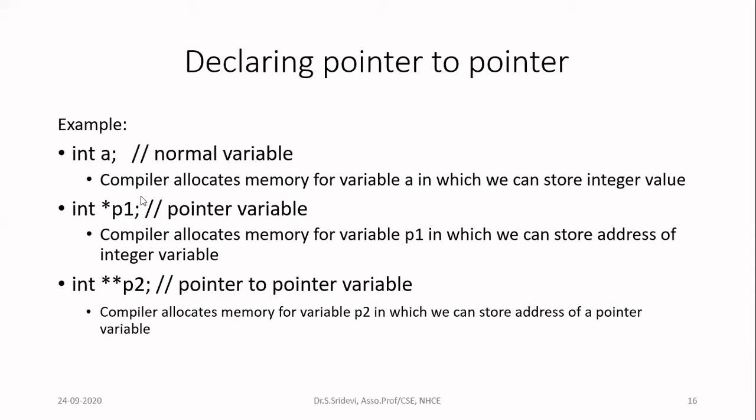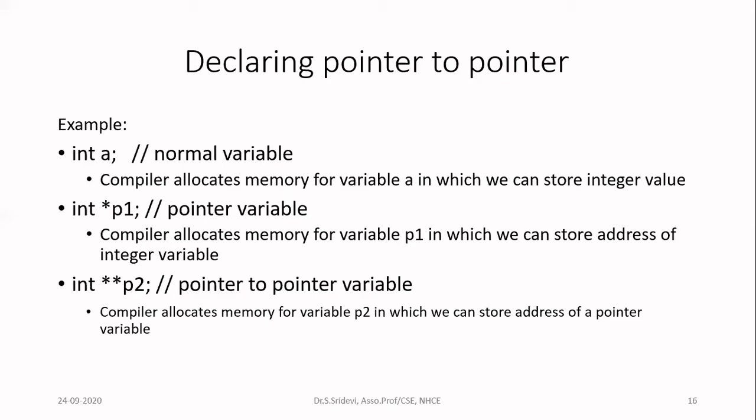Okay, so now in this memory, you can store only the address of another variable. Suppose I write int **p2, what can I store in that? How does the compiler allocate memory? If you see this, again you are going to say that it is a pointer variable only because a star comes. Whenever a star comes, it is a pointer variable only. Irrespective of the number of stars, it is a pointer variable.